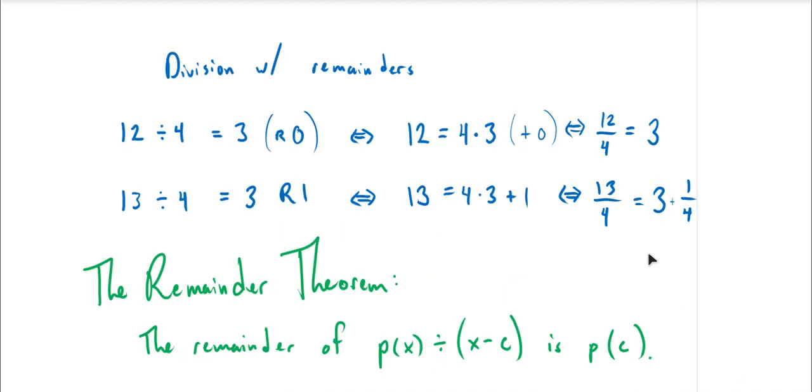We're going to use the following theorem to figure out how to interpret polynomial division, as well as to factor larger degree polynomials. When we divide a polynomial p of x by a term that looks like x minus c, the remainder that we get is the exact same thing as the evaluation of p at c. In other words, the remainder is what we would get if we plugged in c into the polynomial.